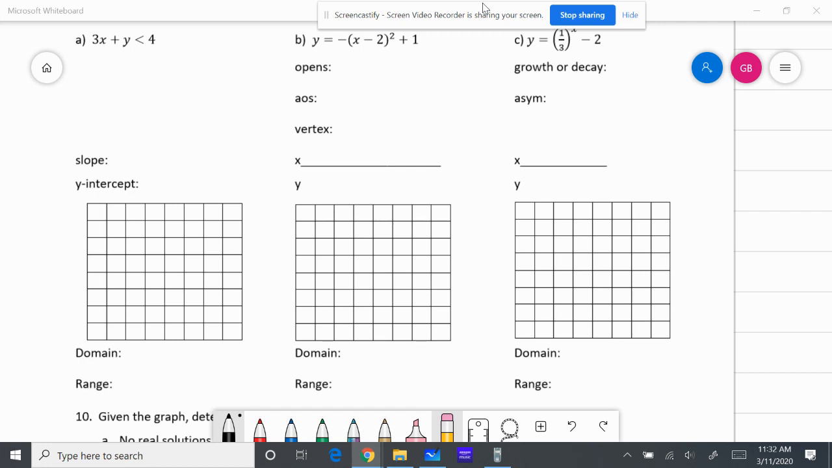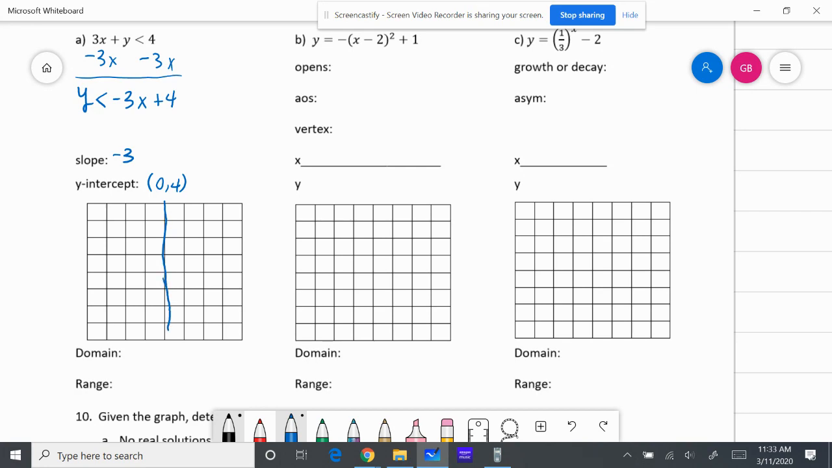Okay, number 9, we're going to get into some graphing. The first one we have to do, for letter A, we need to isolate the y. So we're going to subtract 3x on both sides. So y is less than negative 3x plus 4. So that means that our slope is negative 3 and our y-intercept is (0, 4).